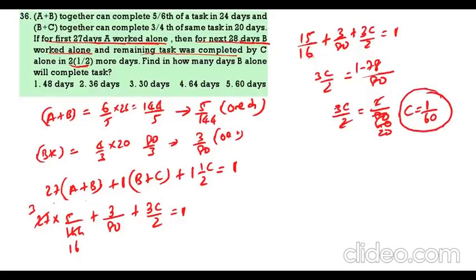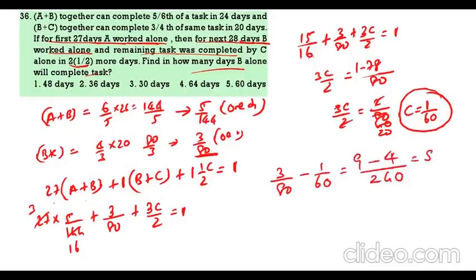Now B alone will do the work in how many days? B plus C is 3 by 80. So 3 by 80 minus 1 by 60. LCM is 240. Now 9 minus 4, 5 by 240. 5 by 240 means 48 days. So 48 days is the correct answer. Option 1 is the correct answer.